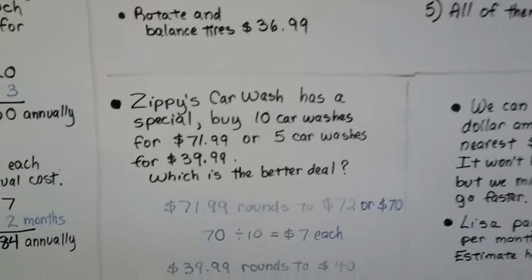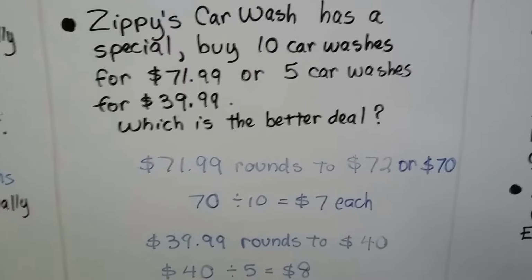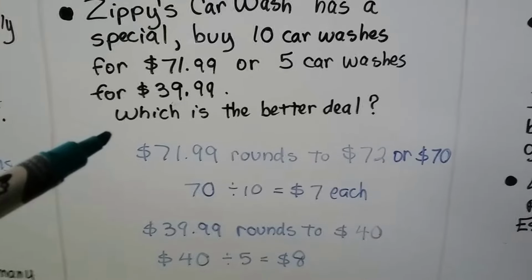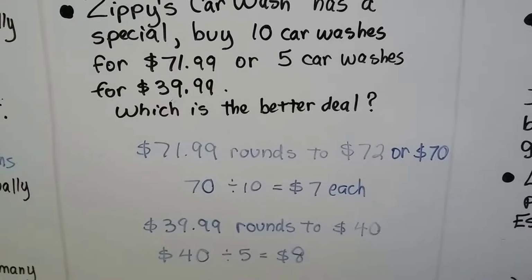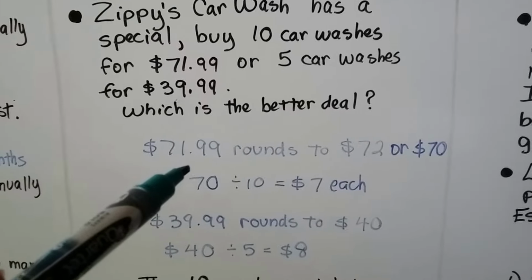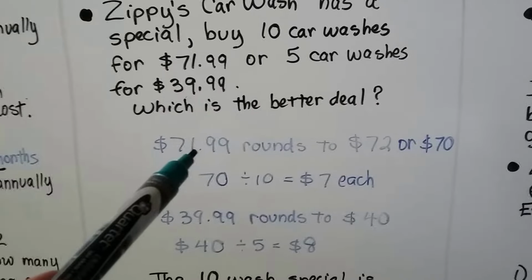All right, now it says Zippy's Car Wash has a special. Buy 10 car washes for $71.99 or 5 car washes for $39.99. Which is the better deal? Well, $71.99 rounds to $72. This 9 tells the 1 to go up, so it's a 72.